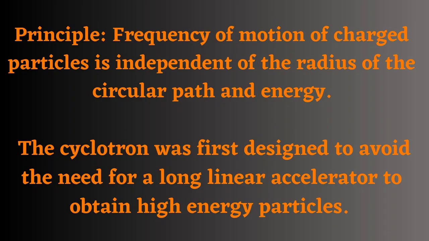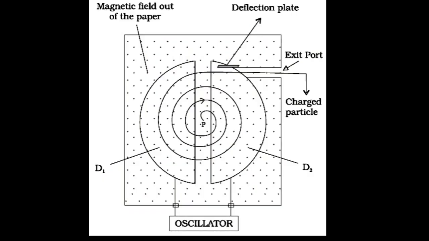Later on, it was found that the principle of the cyclotron is that the frequency of motion of the charged particle, whenever it is moving, is independent of the radius of the circular path and energy. So how is this design made?